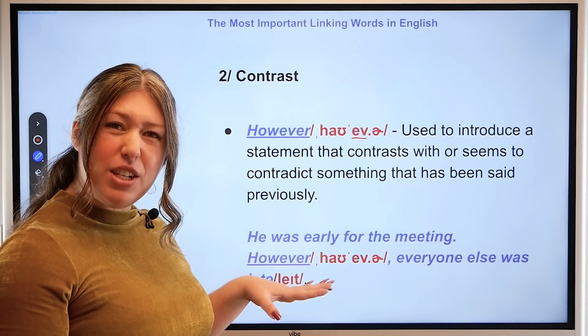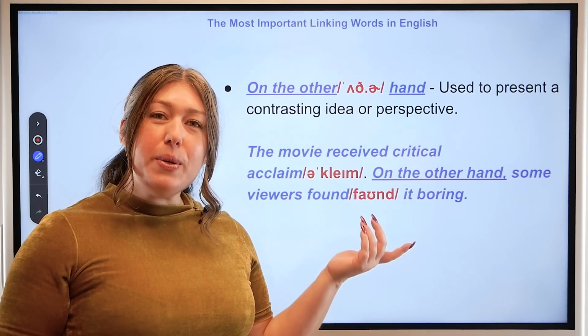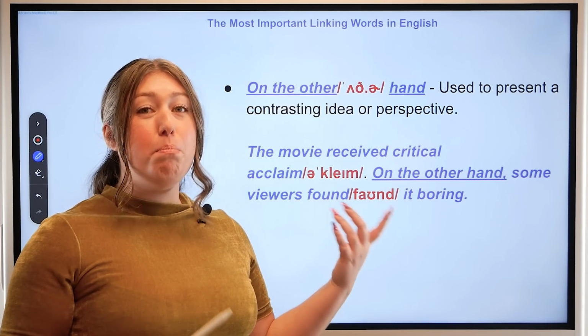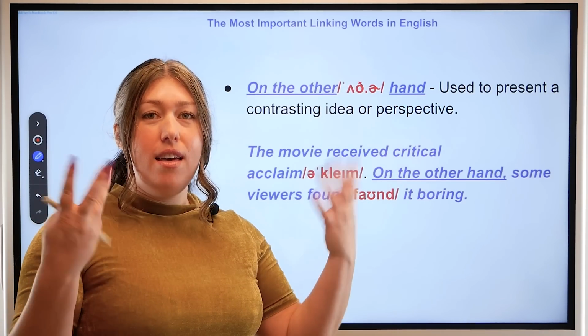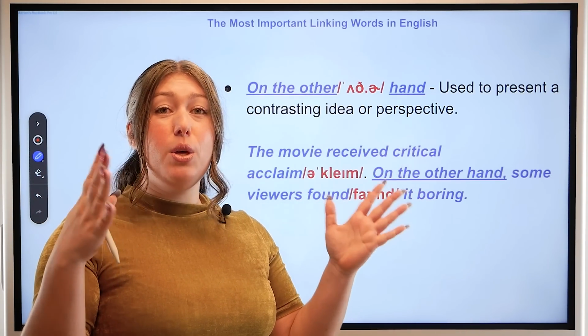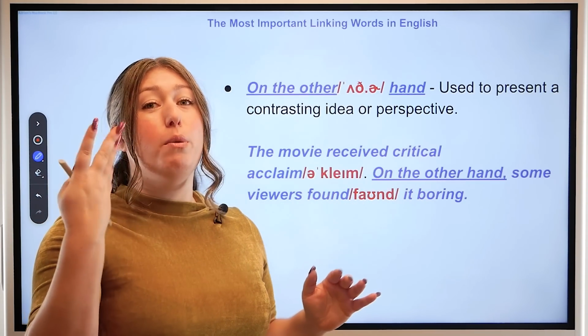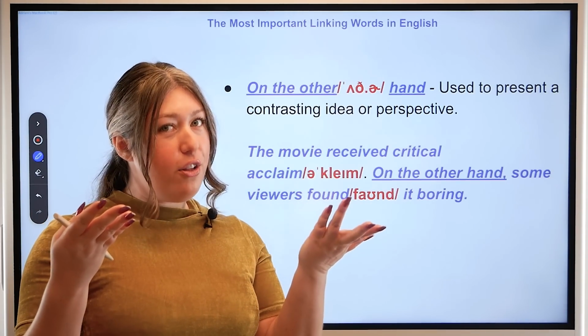Doesn't that sound nicer than but? This is one of my favorites. On the other hand, we use this in the same way as but and however. We're showing a contrasting idea. Think about two hands, two possible ideas, two possible outcomes. You have them opposing each other. So if you're presenting a piece of information and then sharing something in contrast, that's on the other hand.